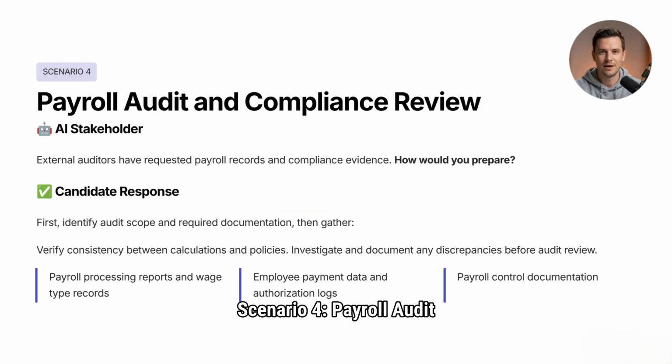Scenario 4. Payroll audit and compliance review. AI stakeholder: External auditors have requested payroll records and compliance evidence. How would you prepare? Candidate response: I would first identify audit scope and required documentation. Then I would gather payroll processing reports, wage type records, employee payment data, authorization logs, and payroll control documentation. I would verify consistency between payroll calculations and business policies. Any discrepancies would be investigated and documented before audit review.